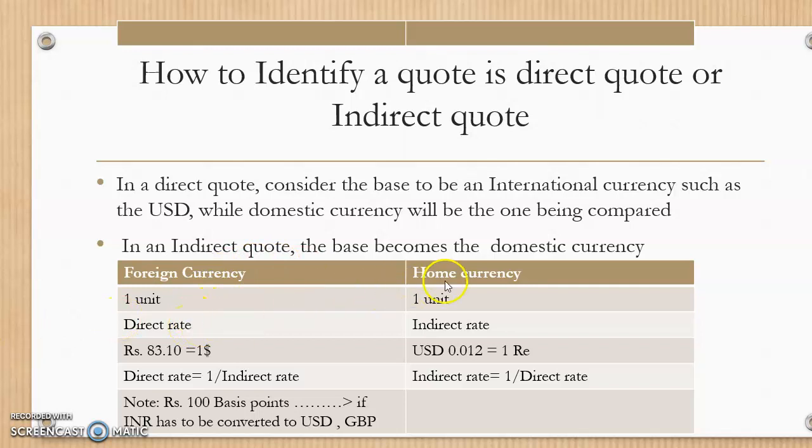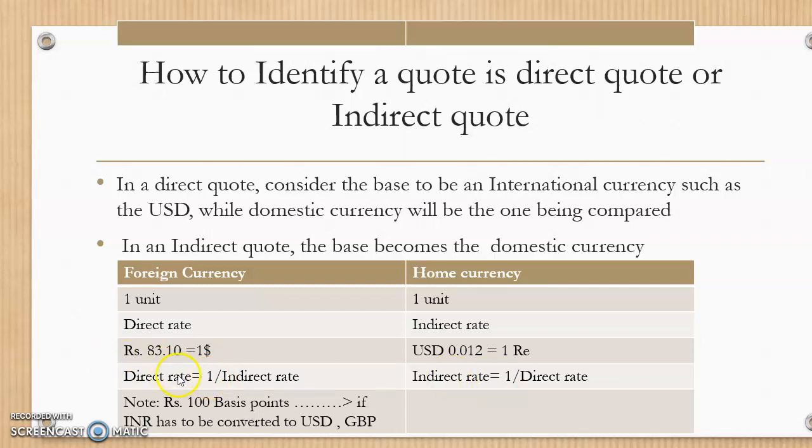On the other hand, just take this: 1 rupee is equal to 0.012 US dollar. Here, every rupee, which is the home currency, is converted as a unit of foreign currency, which is an indirect quote. There is a way to calculate or convert the direct rate and indirect rate.